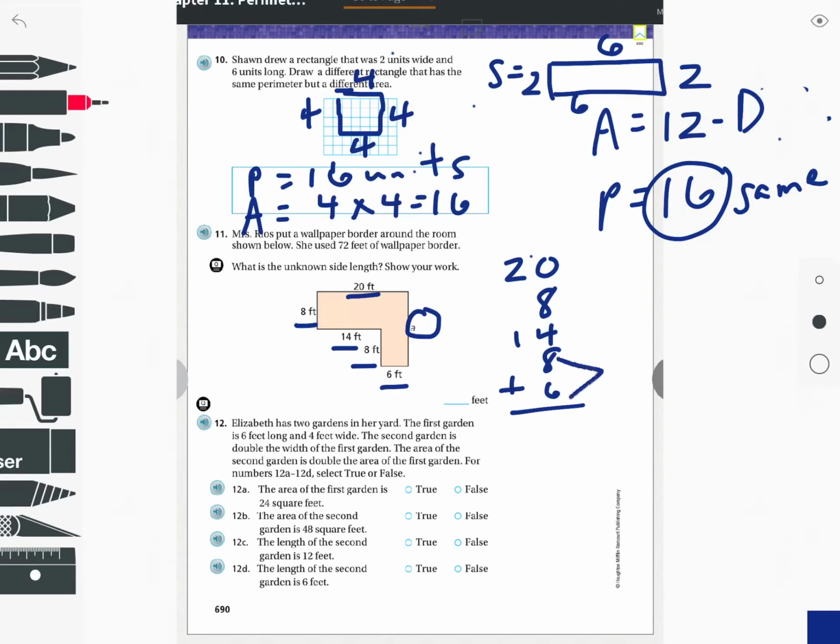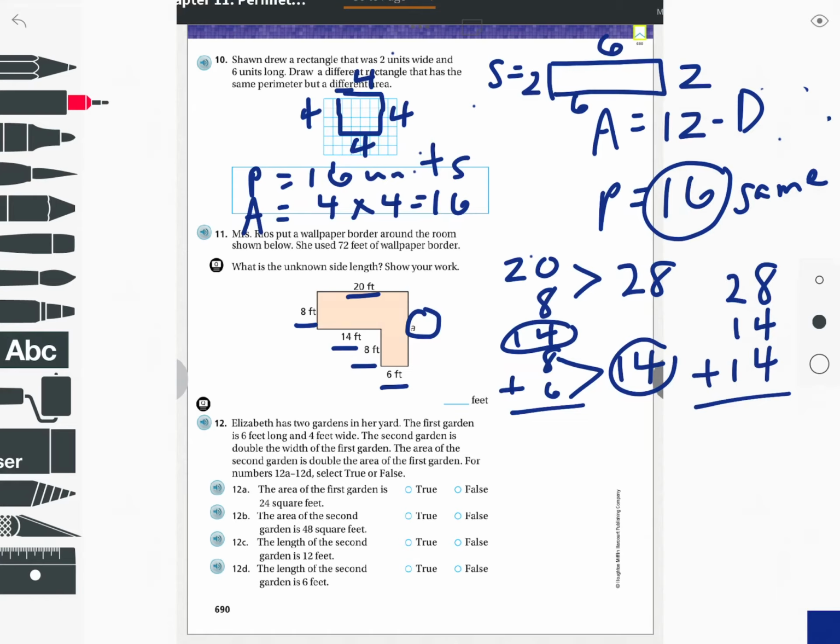I can break it down. I know 8 plus 6 is 14. And I know 20 plus 8 is 28. So if I add 28 plus 14 plus 14, that will get me my total of all the sides except A. Well, I know 4 plus 4 is 8, right? 8 plus 8 is 16. Carry the 1. 1 plus 2 is 3, plus 1 is 4, plus 1 is 5. So I know that the total of all the sides besides A is 56.